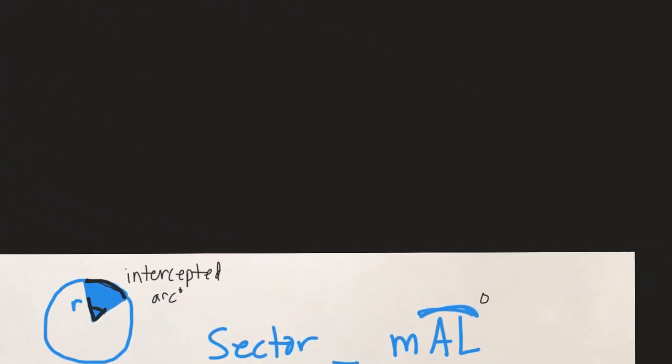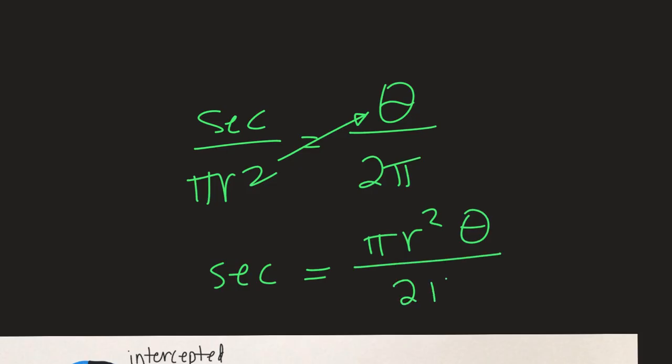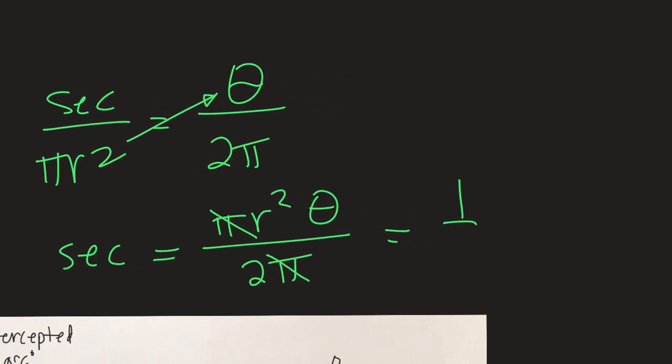Similarly, over here, we have sector over pi r squared equals theta as a radian over 2 pi. So if I were to cross multiply and divide, I would find out the sector equals pi radius squared times theta over 2 pi. What can cancel out? The pi's can cancel out. So my sector is 1/2 radius squared times theta, as long as theta is a radian angle measure.